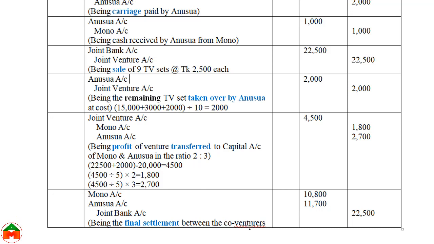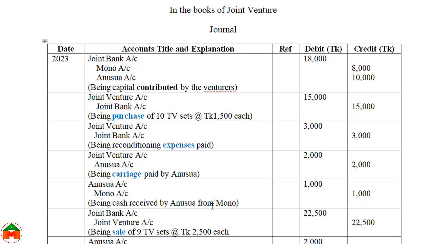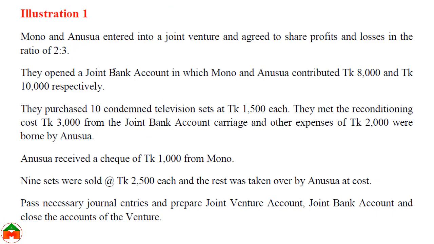The total amount is 22,500. We can see 22,500. That is the sale proceed, and if you distribute the sale proceed, then the amount for Mono is 10,800. Amount for Anusha is 11,700. So this journal is for the final settlement. So these are the journal entries that were made from the illustration or example.